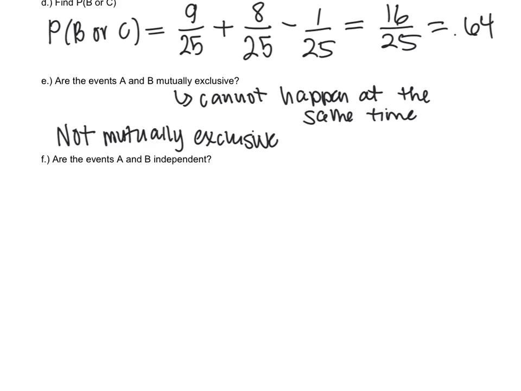The last question is, are the events A and B independent? So remember, independent means the probability of event A happening does not change the probability of event B happening. And because the probability of spinning a green on the first spinner does not determine the probability of spinning at least one blue, these are independent.